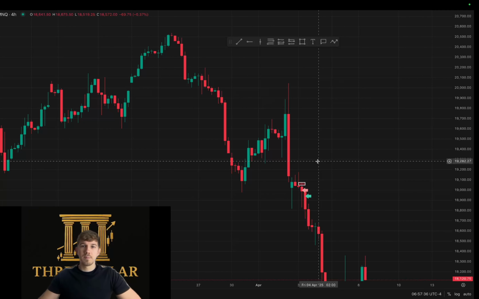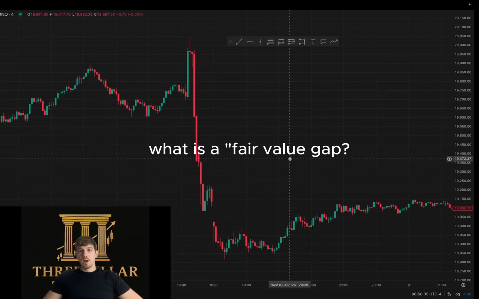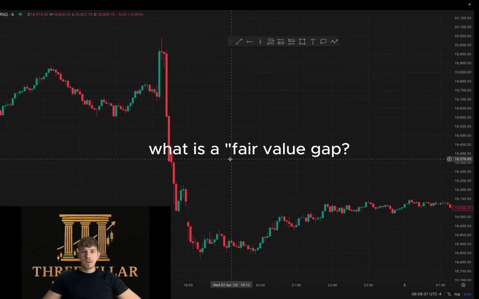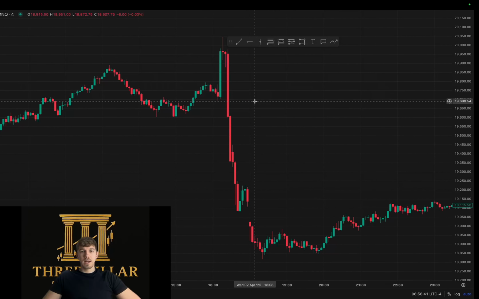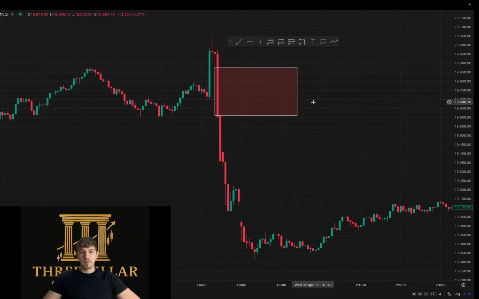Now, fair value gaps happen on every single time frame, from the daily, the weekly, 4 hour, 1 hour, 15 minute, 5 minute, 1 minute. There'll always be fair value gaps within each time frame as well. So what actually is a fair value gap? A fair value gap is a 3-candle formation where you have a gap in price between the 3 candles. So here, for example, is a fair value gap.